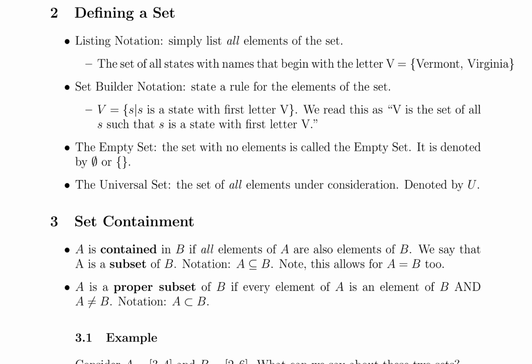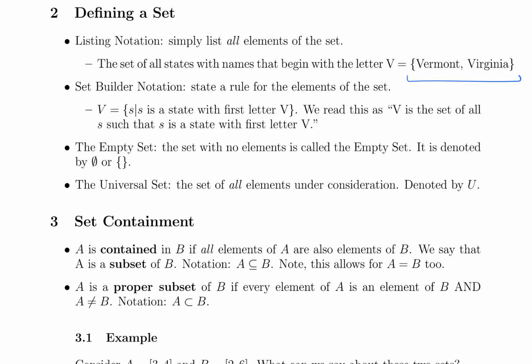We could just list everything that is in the set, so the set of states whose names begin with the letter V would be Vermont and Virginia. Or we could list it using set builder notation, and this is something that we'll see fairly commonly. We'll say V is the set of all S, such that (that vertical line means such that) S is a state with first letter V. And then it's still describing the same set. We're still talking about Vermont and Virginia. It's just a different way to write it.